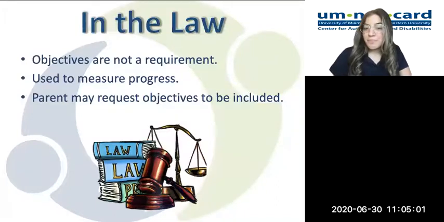So in the law, while it's not a requirement, objectives may be written into the IEP along with the annual goals. Objectives are short-term benchmarks or milestones that can be used to measure a child's progress toward the bigger target, which is that big annual goal. The parents may request that short-term objectives be included, if they're not already, in order to track how a child is progressing towards his or her annual goals.